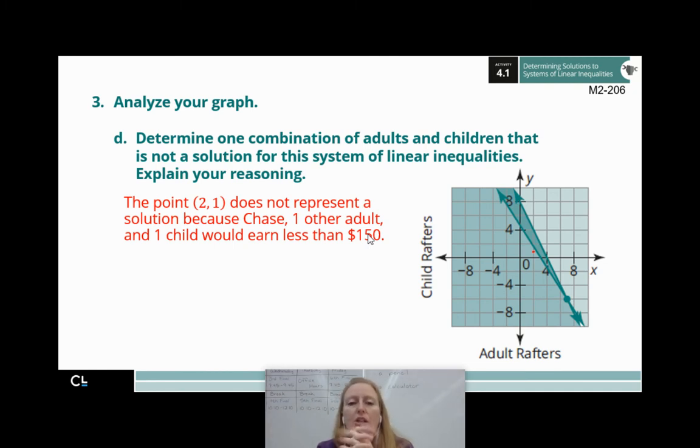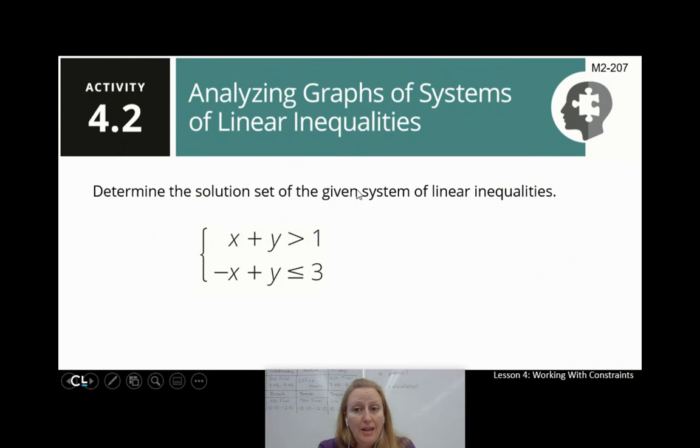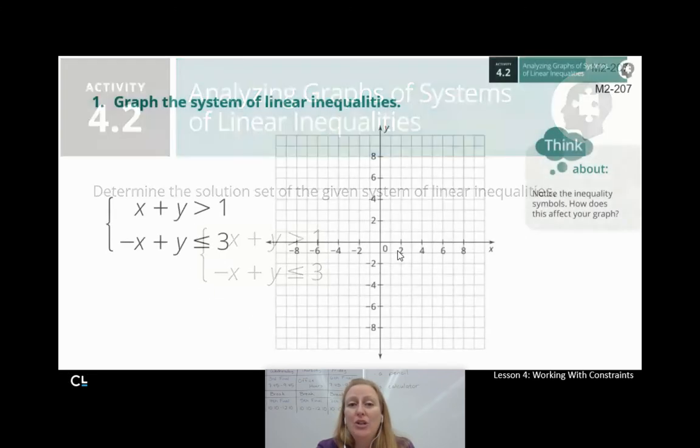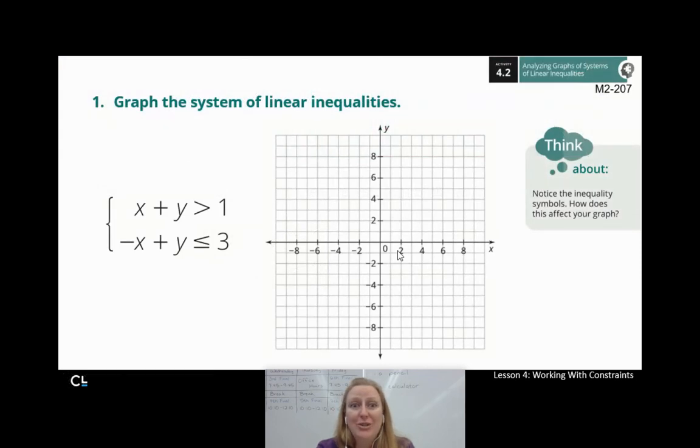Yay. So now that we've got the idea, here's what I would like you to do. I would like you to determine the solution set of the given system of linear inequalities. On page 207, I have 2 inequalities here. I want you to graph them and find the solution set, right? Where do these inequalities overlap? You might want to start by solving for y. Go ahead, hit pause, work this out, and then hit play when you're ready to check your work.